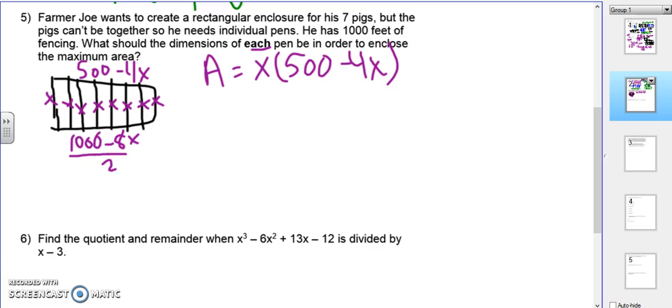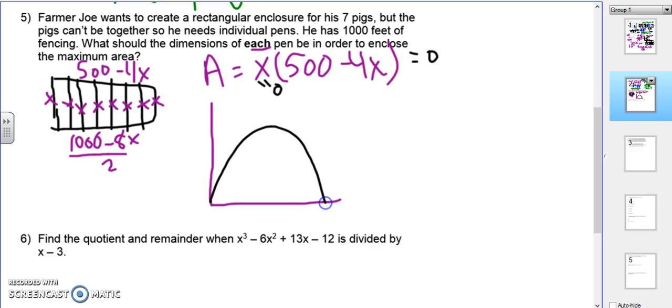Okay, now we want to set up a graph. And the first thing I want to do is find the domain, and the domain are the x values. So if I set each parenthesis equal to 0, what do I get? So I know my parabola is going to look like this. I need to label it. So obviously that's 0. So if I solve the other side, I'm going to get 125.